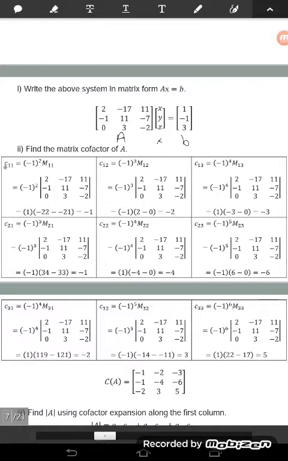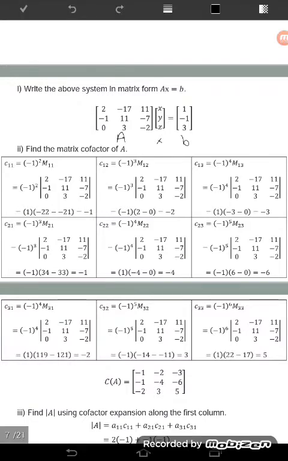Okay, so C11, cofactor of row 1 column 1, which is negative 1 power of 2 because 1 plus 1 is 2. Okay, so kuasa 2 sebab 1 tambah 1. And then the minor of 1, 1, so we close row number 1 and column number 1. And then find the determinant. 11 times negative 2, negative 22. 3 times negative 7, which is negative 21. Okay, so we have the answer here, C11, which is negative 1.